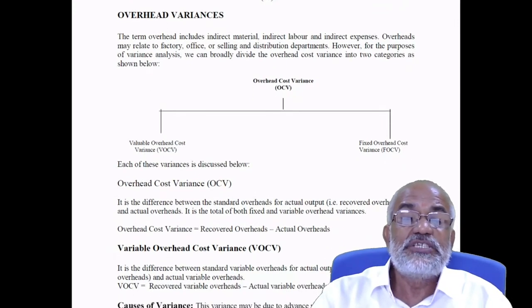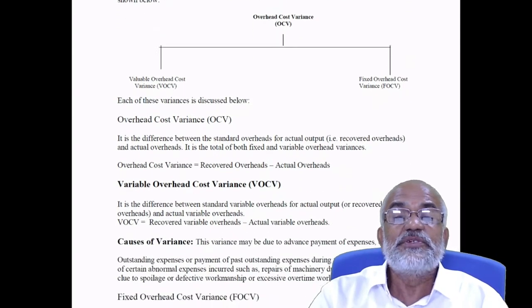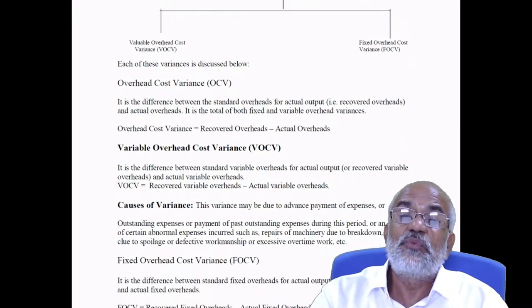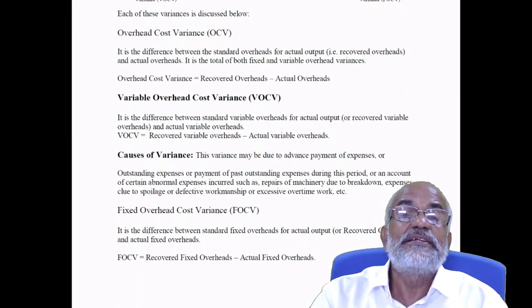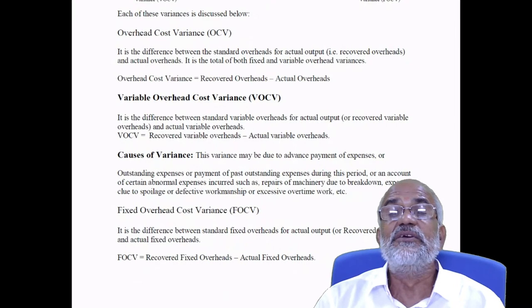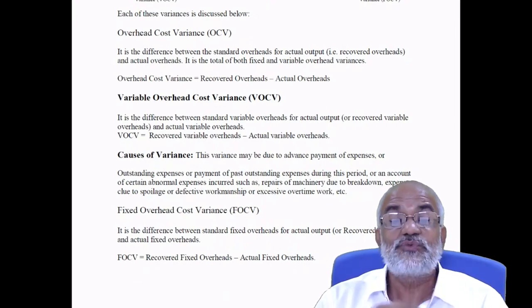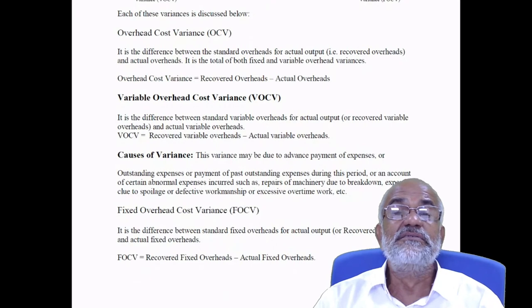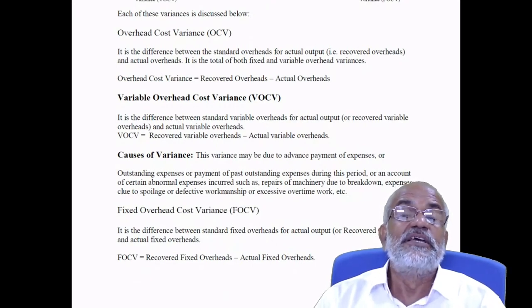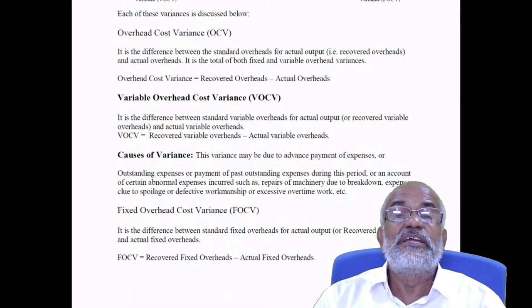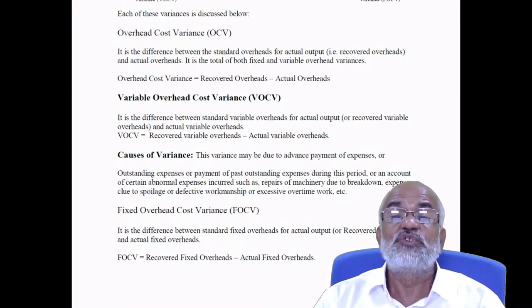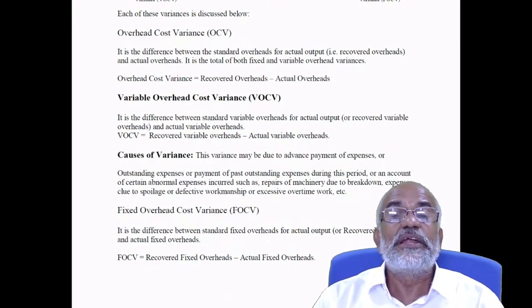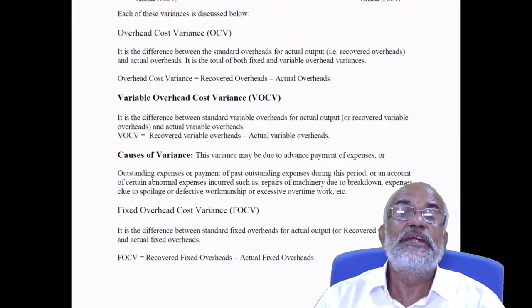Variable overhead cost variance, VOCV, is the difference between the standard variable overheads for actual output, or recovered variable overheads, and the actual variable overheads. That means when the second one is deducted from the first one, that gives rise to the variable overhead cost variance. Thus, VOCV is equal to recovered variable overheads minus actual variable overheads.